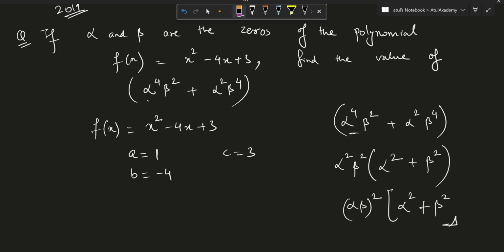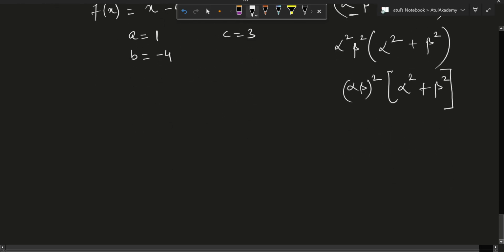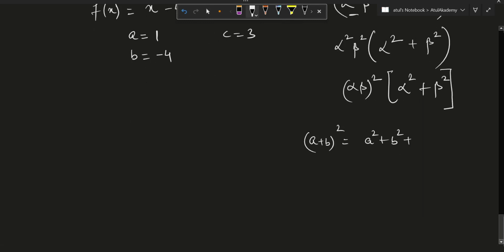Now let me tell you one thing about it. If you remember the identities that you did in 8th grade, 9th grade, you are going to use that over here. You all know what a plus b whole square is. A plus b whole square is given by a square plus b square plus 2ab. From this you can say the same thing: alpha plus beta whole square is equal to alpha square plus beta square plus 2 alpha beta.